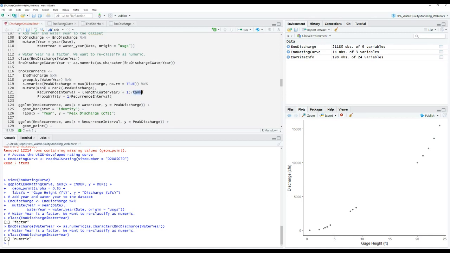And then divide them by the rank. And then we can calculate our probability to say it's 1 divided by the recurrence interval. So let's run that whole line of code. Again, you can highlight it, or you can click anywhere within that code.